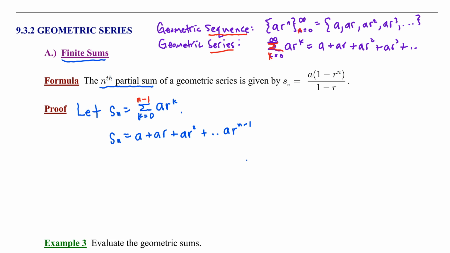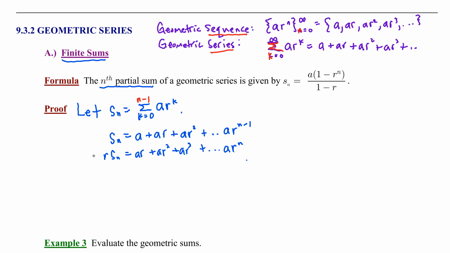Now, I'm going to go ahead and multiply both sides by r. So we have r times s sub n equals ar plus ar squared plus ar cubed. This is going to continue until we get to our last term. If we multiply that one by r, we're going to have a times r to the nth power.